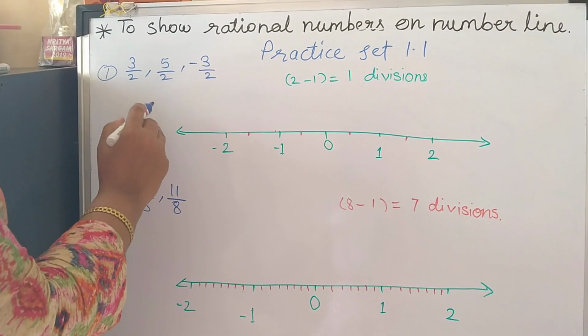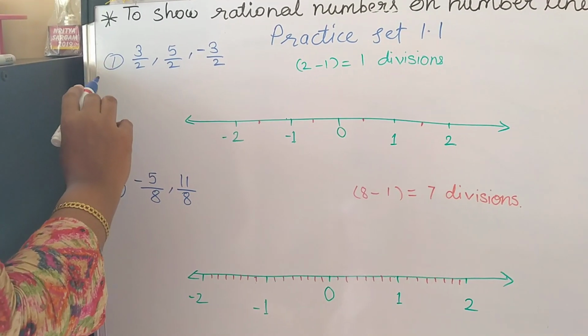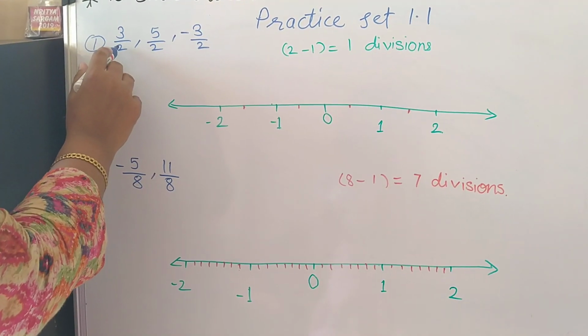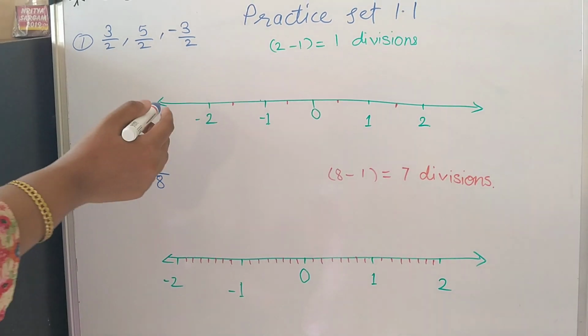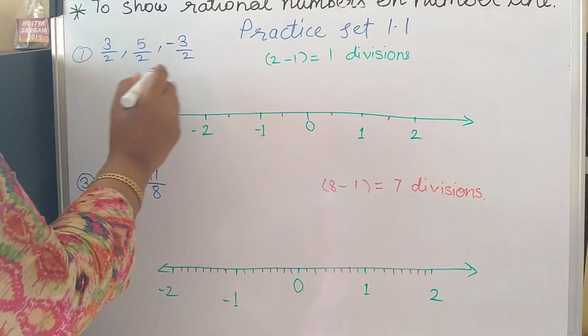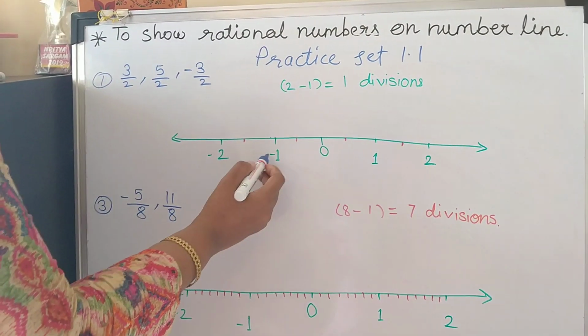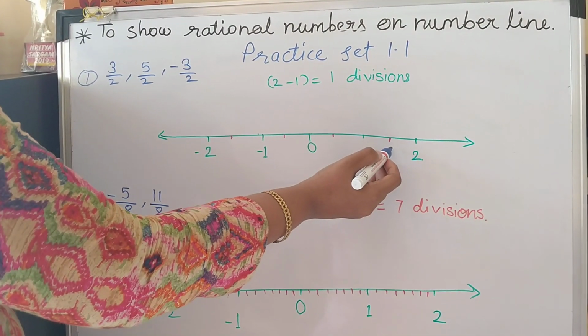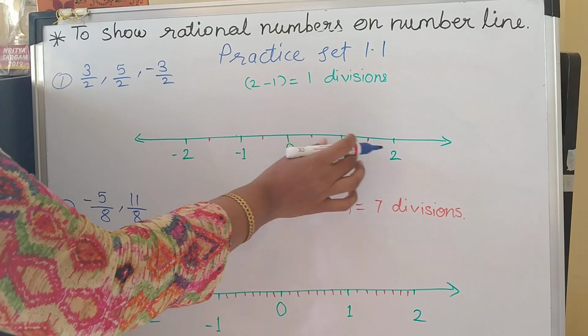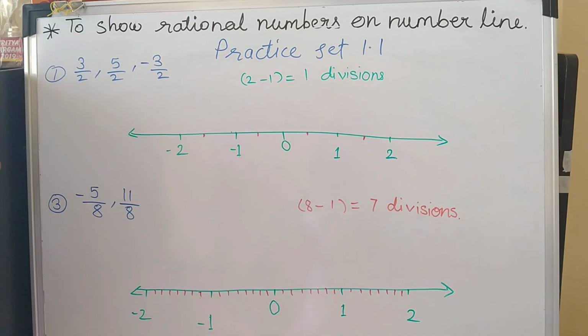Now first question, first number is 3 by 2. That is a positive number. And see, I have drawn the number line here. Denominator is 2. So 2 minus 1, 1 division. So I have drawn 1 division in between the two numbers. So I got 2 parts in between two numbers.